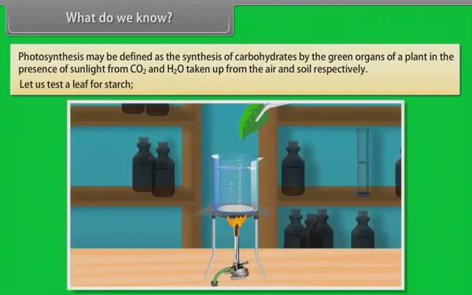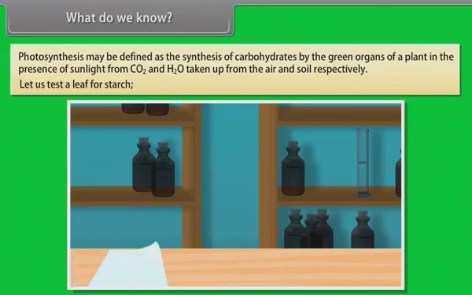Use the forceps to place the leaf in the boiling water. Boil for 2 minutes. After that, place the boiled leaf in a boiling tube containing 90% ethanol. Now place the boiling tube in hot water until the leaf decolorizes. Now remove the leaf and wash it with cold tap water. Now spread the leaf on a white surface.